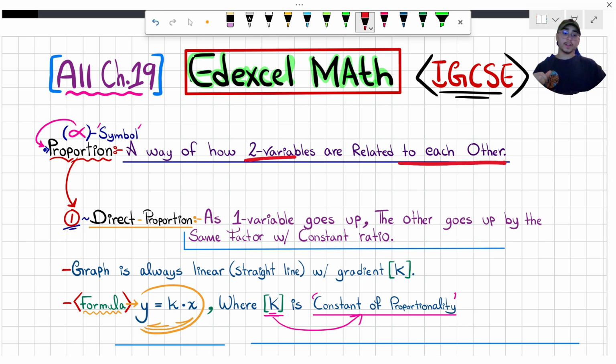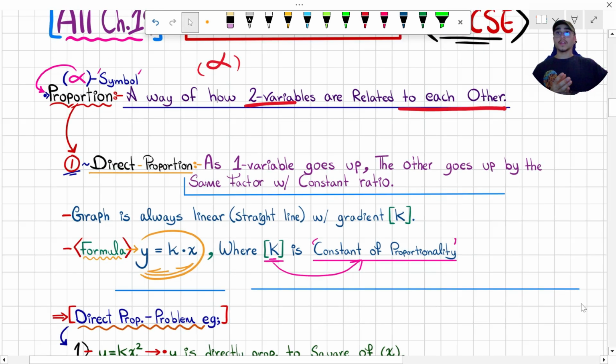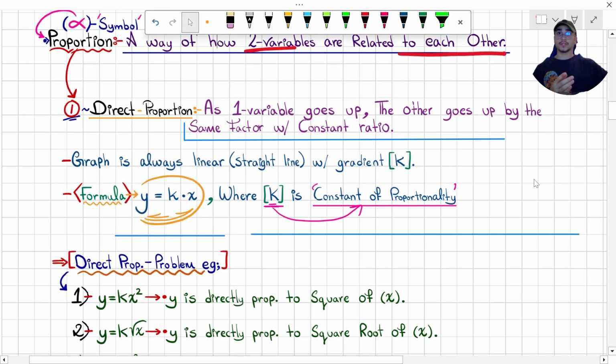In questions you might find two people, two objects, two quantities. So any two things, how they are related to each other, as long as it can be measured in a quantity. And our symbol for proportion is this symbol. It's like an alpha sort of symbol. So proportion is how two variables are related to each other. We have two types of proportion. The first one is direct proportion.